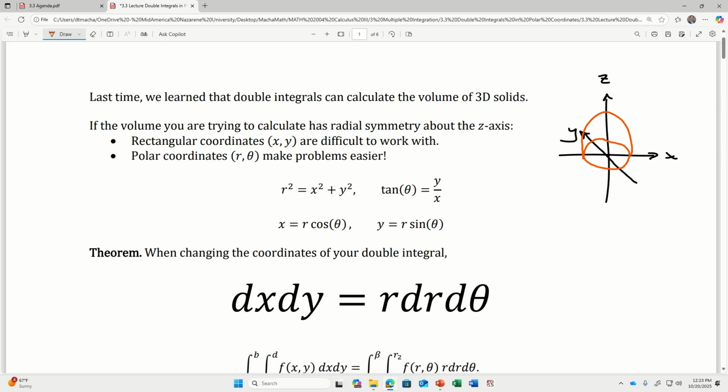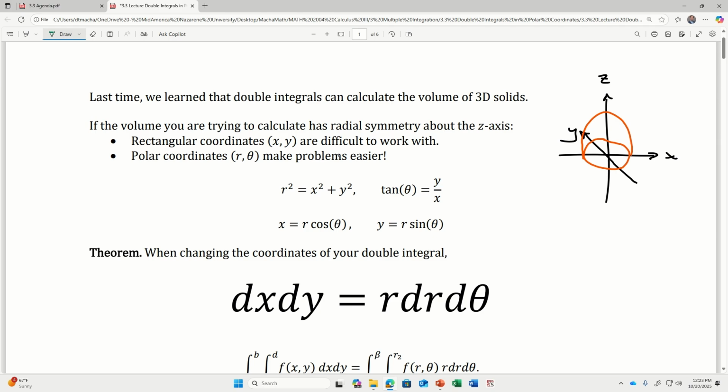But just as a quick refresher, switching to polar coordinates means anytime I see x squared plus y squared, I replace it with an r squared. Anytime I see y divided by x, I replace that with tangent of theta. Anytime I see x, I'm going to replace that with r cosine theta. Anytime I see y, I'm going to replace that with r sine theta.